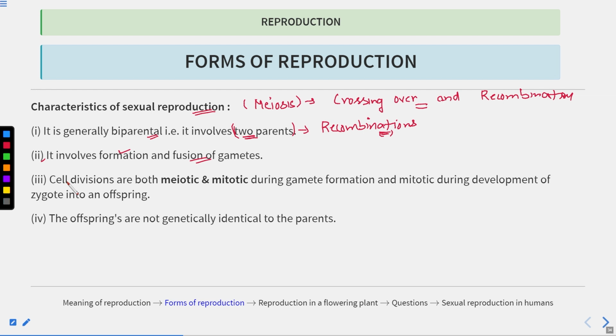Now, the third point is that cell divisions are both meiotic and mitotic during gamete formation, and mitotic during the development of the zygote into the offspring. Clear? So what happens during gamete formation? Both meiotic as well as mitotic divisions take place. First you should know about mitosis and meiosis. Mitosis, you must already know, is known as the equational division.